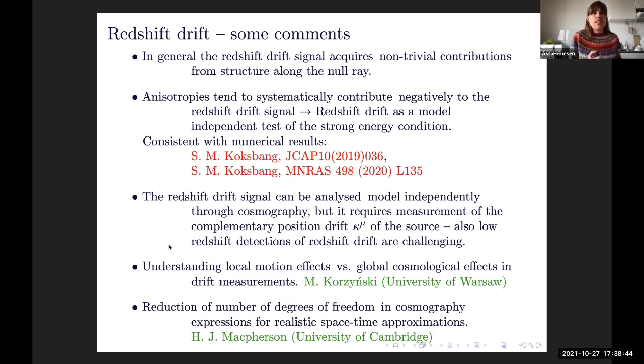And this is in fact consistent with numerical results in the literature on redshift drift, where, for instance, Sophie Koksbang has some very nice papers on this, and where it seems that it is quite difficult to produce a positive redshift drift signal. In fact, the only examples I've seen of this are cases where exactly the strong energy condition is violated. I also found that it's possible to derive useful redshift drift cosmographic expressions.